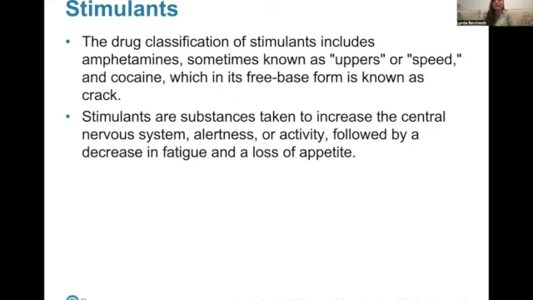One of the most dangerous things is when people mix the two. That's called a speedball, where you take an upper and a downer at the same time. It's almost instant heart failure. So there you go.